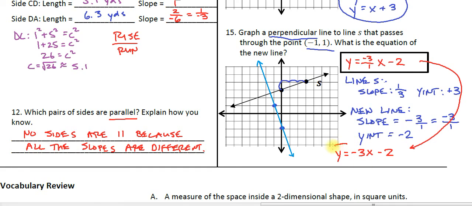So be aware there's another way this equation can be written, and if it's a multiple choice, it'll probably be written this way. Alright, we will go to the final video, which will be our vocabulary review.